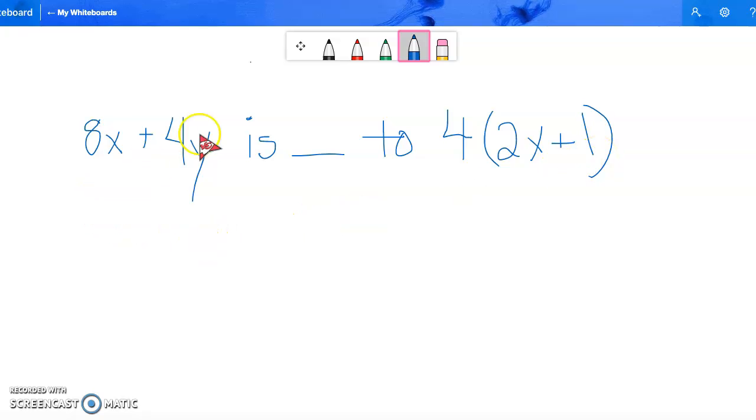So the 8x plus 4y, we can't do anything with that because there's no like terms there that we can combine. So we'll keep our 8x plus 4y.